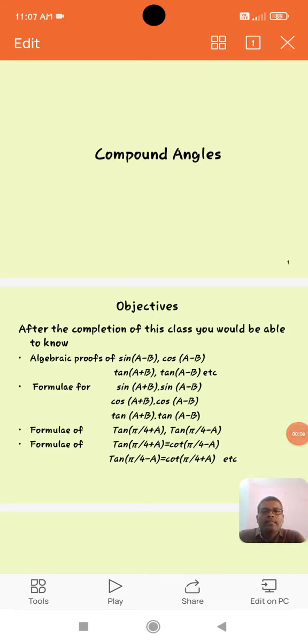In the last class we discussed compound angles, the definition of compound angles, and the geometrical proof of sine of a plus b and cos of a plus b. You know that the sine of a plus b formula is what? Sine a cos b plus cos a sin b. And the cos of a plus b formula is what? Cos a cos b minus sin a sin b. Okay.